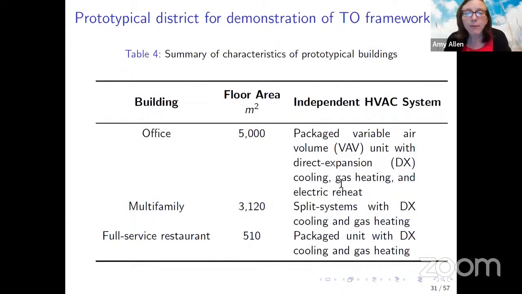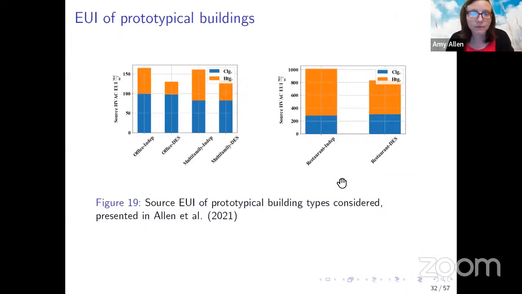This table summarizes the attributes of those prototypical buildings, once again leveraging the DOE prototype buildings and the meta-modeling framework developed by Nick Long. These plots compare the energy use intensity of each prototypical building in its connected and independent states. And once again, each of these building types shows a benefit in reduction of source EUI for HVAC through a connection to the district thermal energy system.